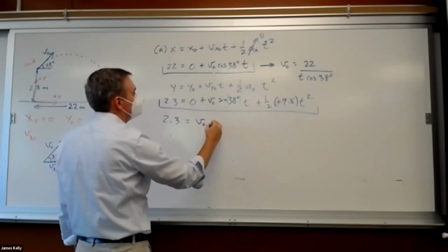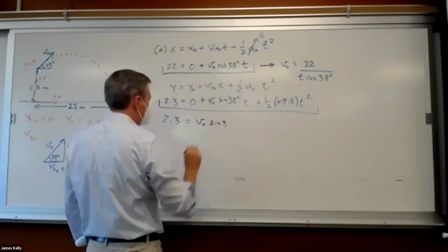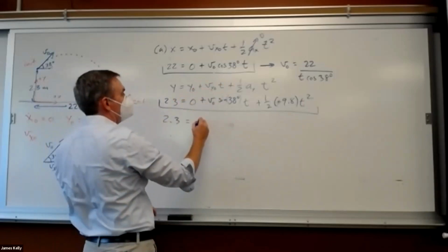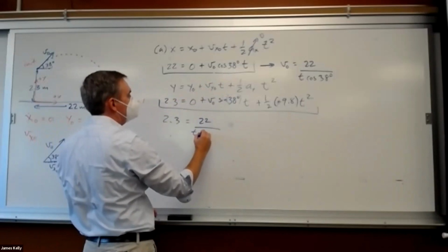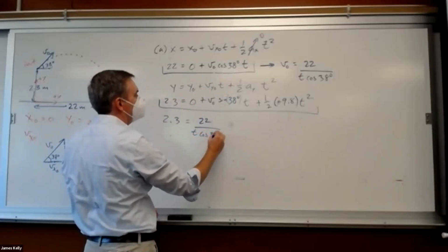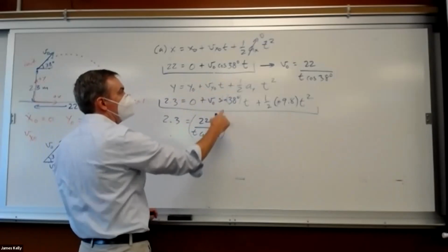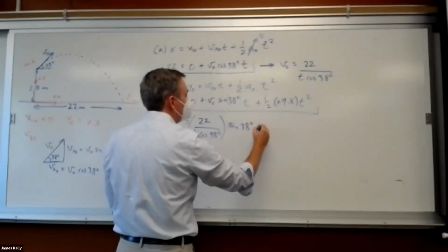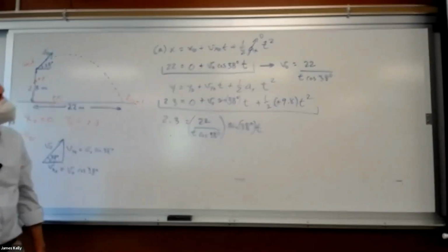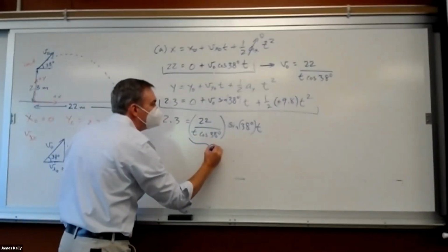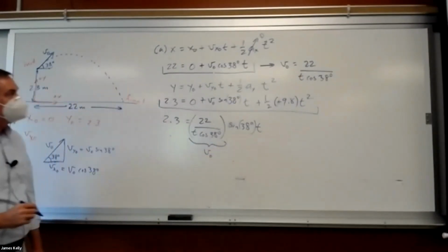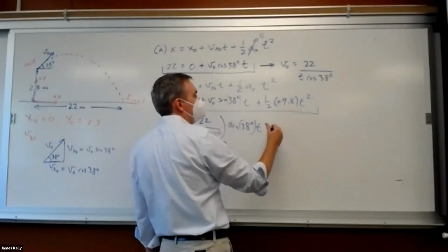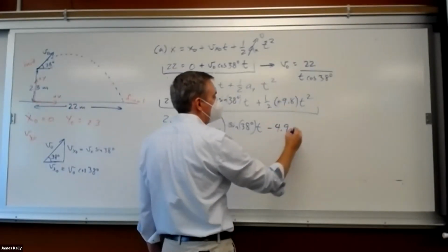2.3 is equal to V0 times the sine of 38, I'm sorry, I'm supposed to be plugging in my V0. We're plugging in for V0 that we got up there. My V0 is 22 over t times the cosine of 38 degrees. That was multiplying the sine of 38 degrees and also multiplying a t, right? This whole thing right here is my V0, and I just substituted it in. Let's see, minus 9.8 divided by 2 is minus 4.9 times t squared.